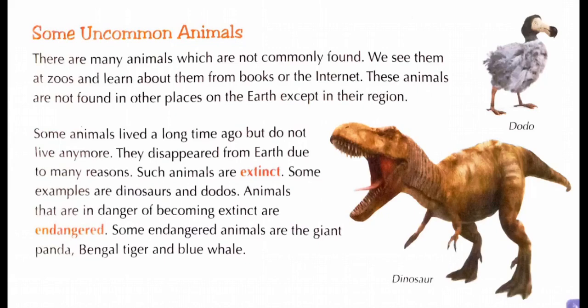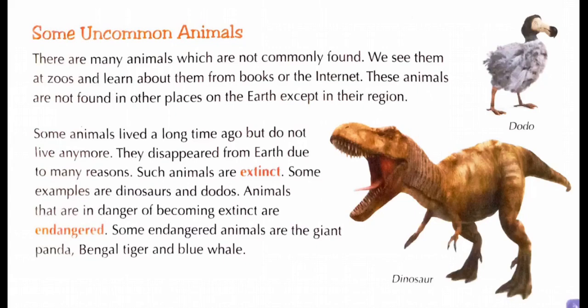Okay, so some animals like dinosaurs and dodos, they lived a long time ago, but nowadays they disappeared from the earth. That means they are no more on the earth. We do not get these types of animals anywhere on the earth. So they are called extinct animals. Extinct means totally disappeared from the earth.